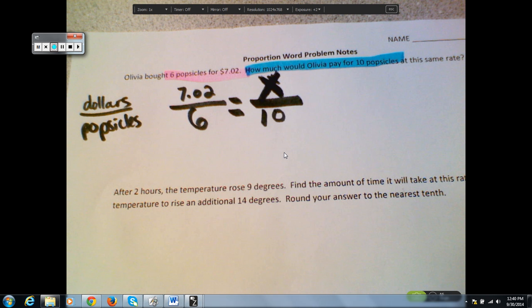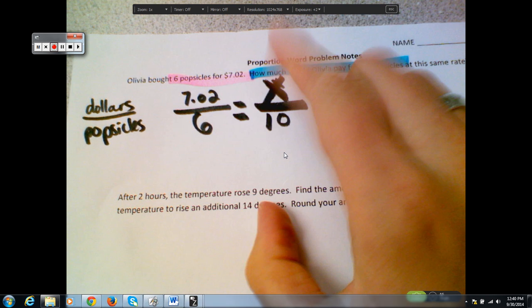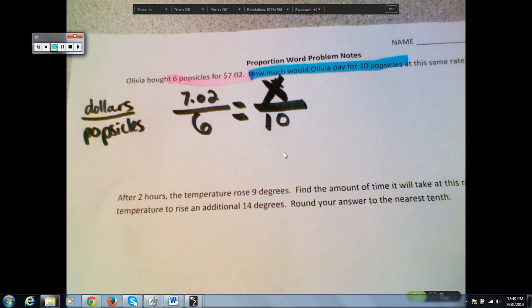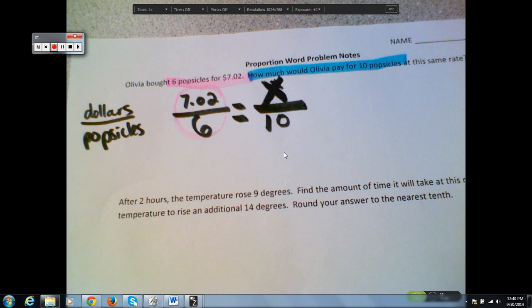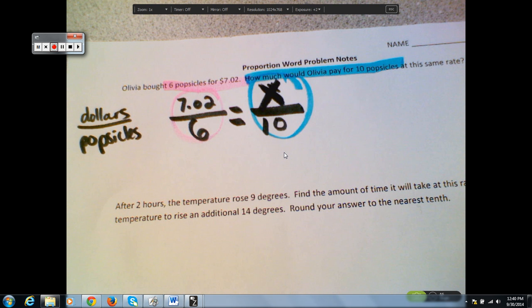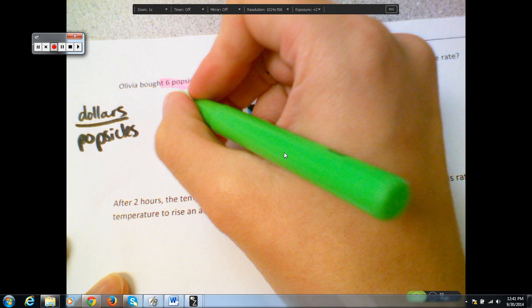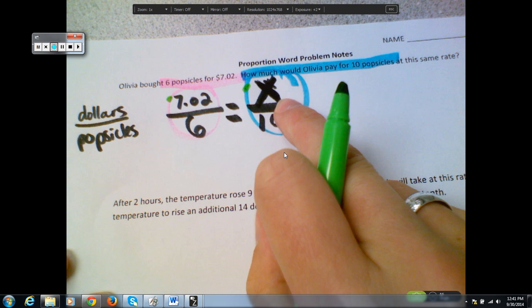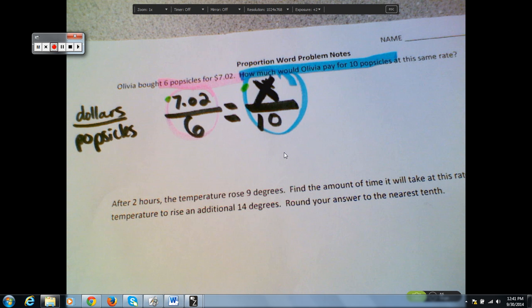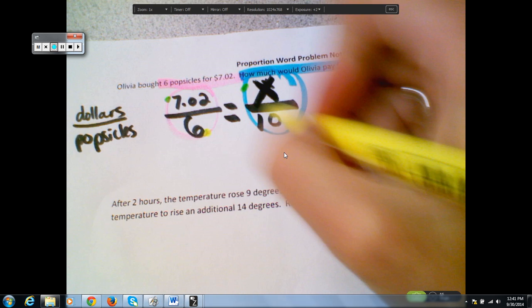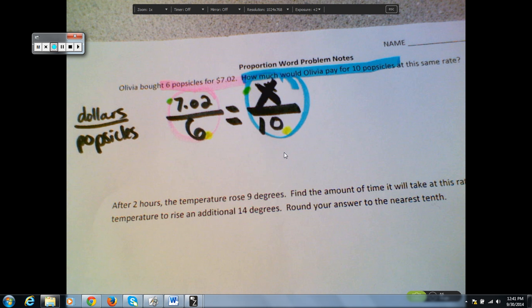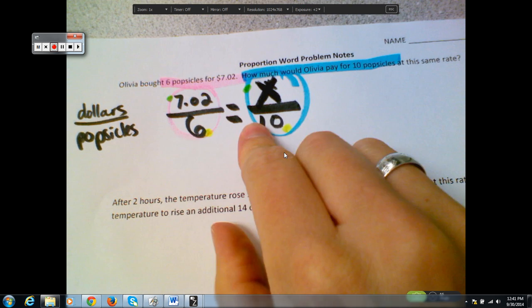Now, before I solve, I need to make sure that everything matches up and down and matches side to side. And when I say matches, I mean the rates go together. So this is a rate, $7.02 for 6 popsicles. And this is the other rate. We're not sure how much for 10 popsicles. Now I need to check to the right, side to side, and see that these are related. This is money, and so is this, how much money. So it's money and money, dollars and dollars. And then on the bottom, 6 popsicles, 10 popsicles. I'm sorry, it's not a rate, but they match. So we're good to go.